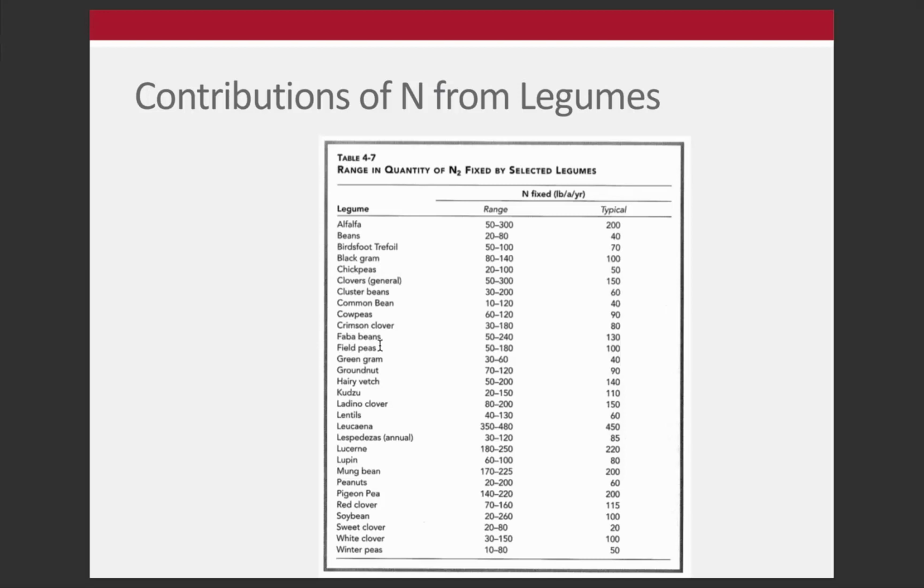And this is just a chart to give you some idea of where we're at, or what some of the crops that you might be familiar with are capable of in terms of fixing through biological nitrogen fixation.